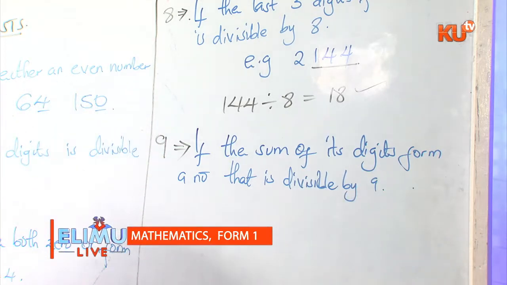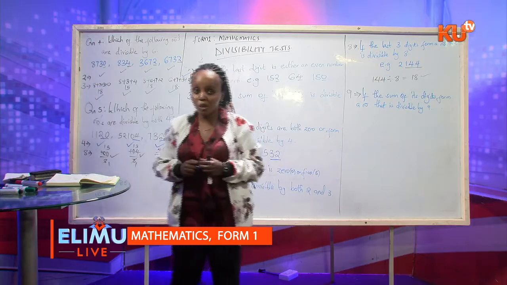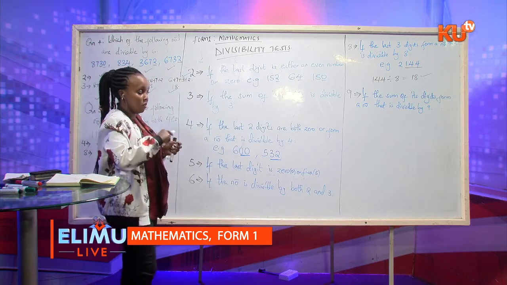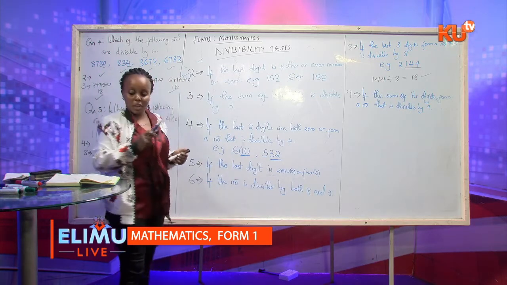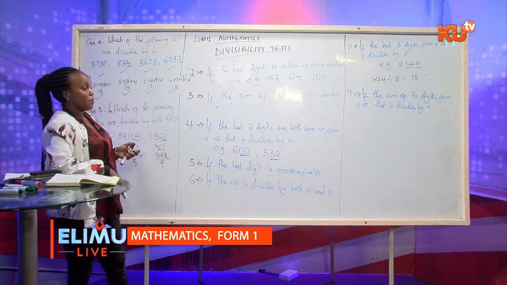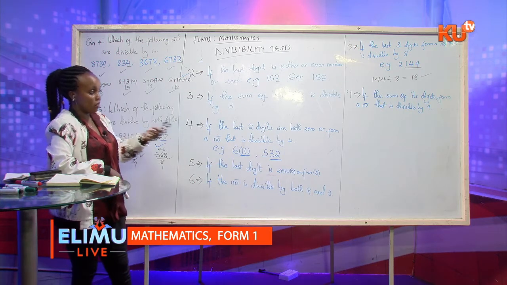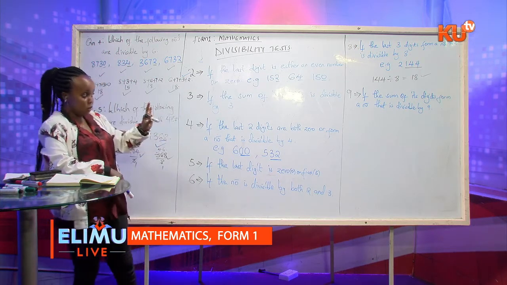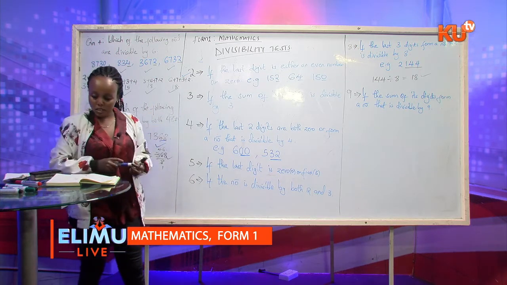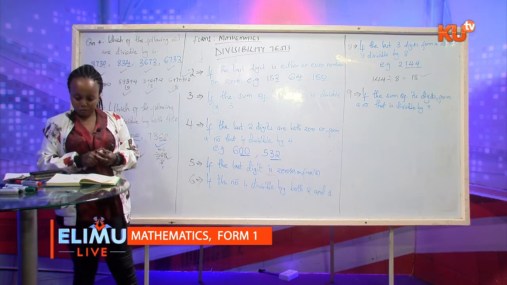So if you want to know that a number is divisible by 9, you have to first of all add the sum of the digits in that number. And if they form a number maybe like 9 or a multiple of 9, that means that those numbers will be divisible by 9. So let us look at an example.